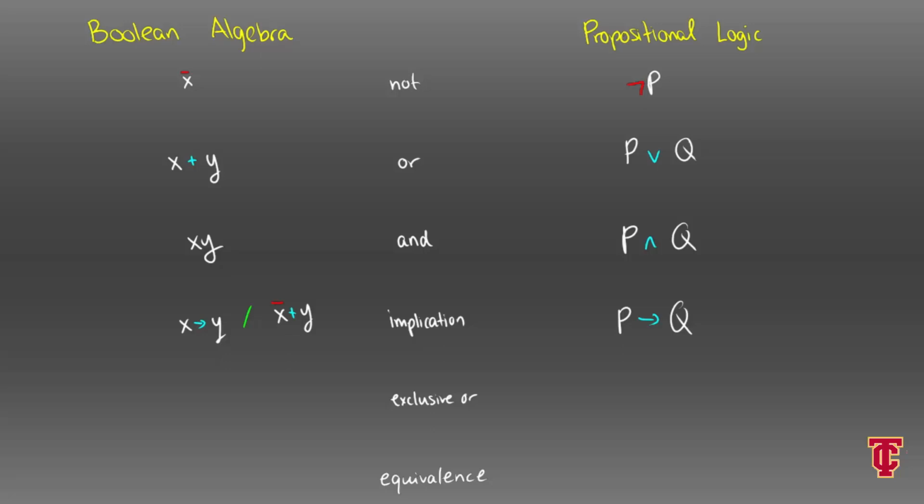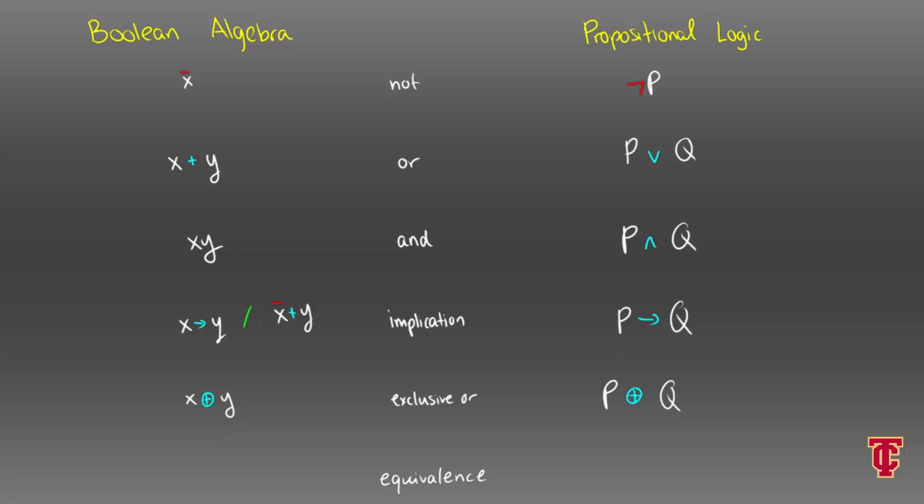Exclusive or uses the same symbol for either one, whether we have xy or PQ: the little circle with a plus sign in it. This means either one of x or y is true, but not both. Got it? You can always write it in its equivalent, which is not x and y, or x and not y.